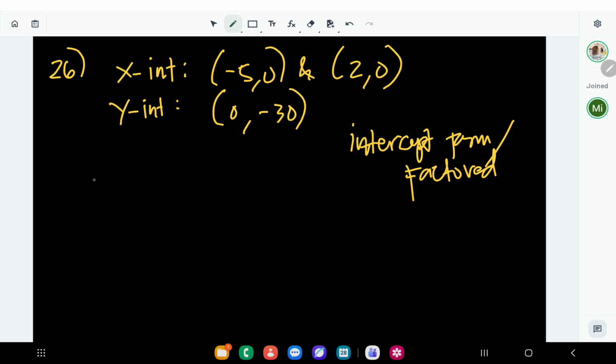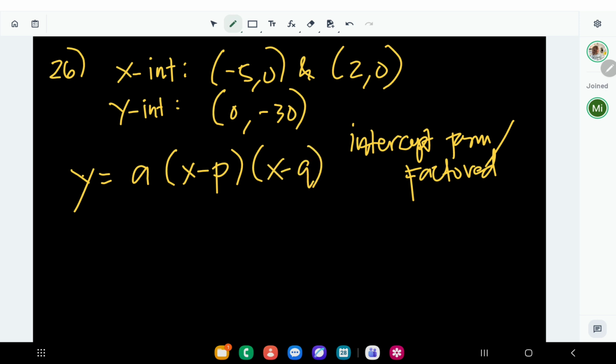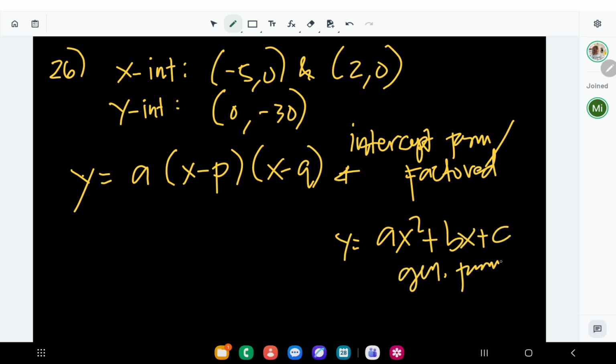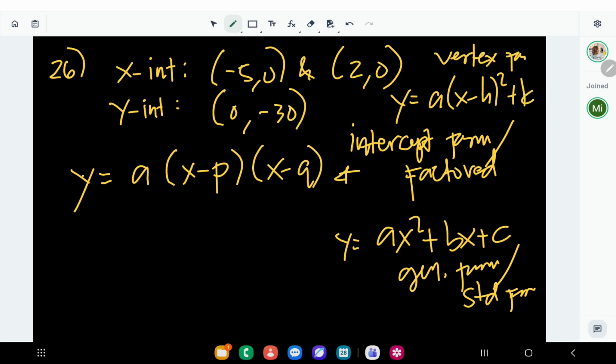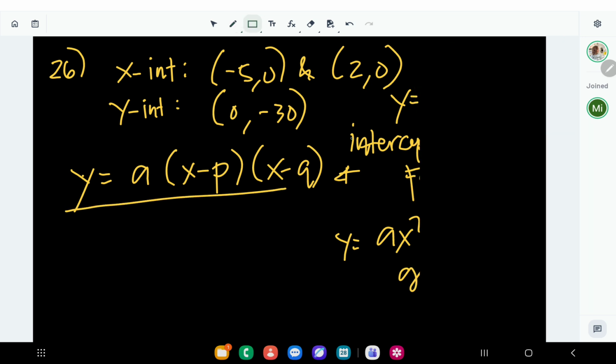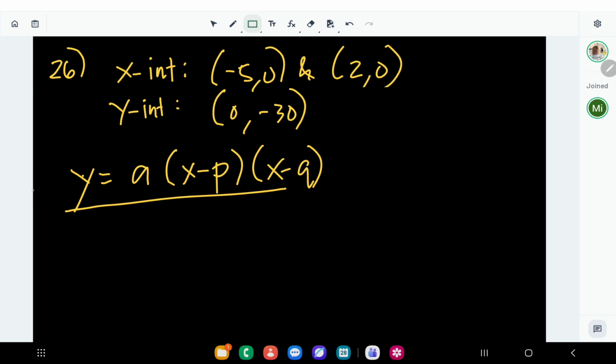Should be y equals a times x minus p, right? Yeah. Okay, so this is the intercept form. So you should know how to identify. This one is intercept form. This one, y equals ax squared plus bx plus c, is the general form or standard form. But if you're given y equals a times x minus h squared plus k, this one is vertex form. So this one is intercept form or factored form. So you should know how to identify so you won't make a mistake.